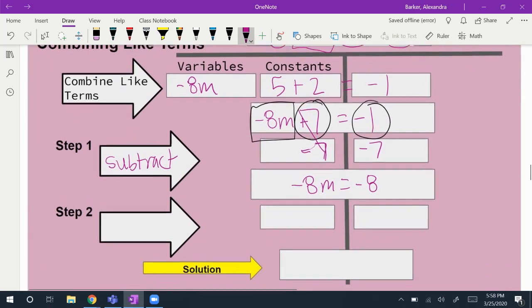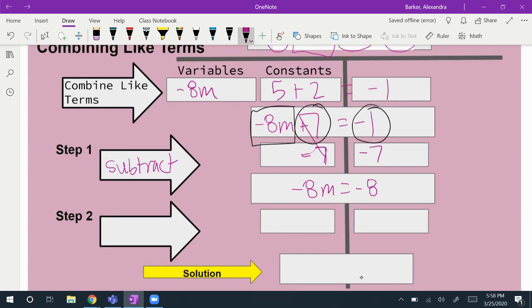Okay. All right, one final step. I've already got all my M&Ms on one side, all my Skittles on the other side. My variables are together. My constants are together. All I need to do is get this -8 away from the m. And the way that I do that is by doing the opposite of multiplication. The opposite of multiplication is division. So I'm going to divide. So I divide by -8 over here, and that turns into 1. And whatever I do to one side, I have to do to the other side. So I divide by -8 over here as well. -8 divided by -8 gives me 1. So I'm left with m equals 1.